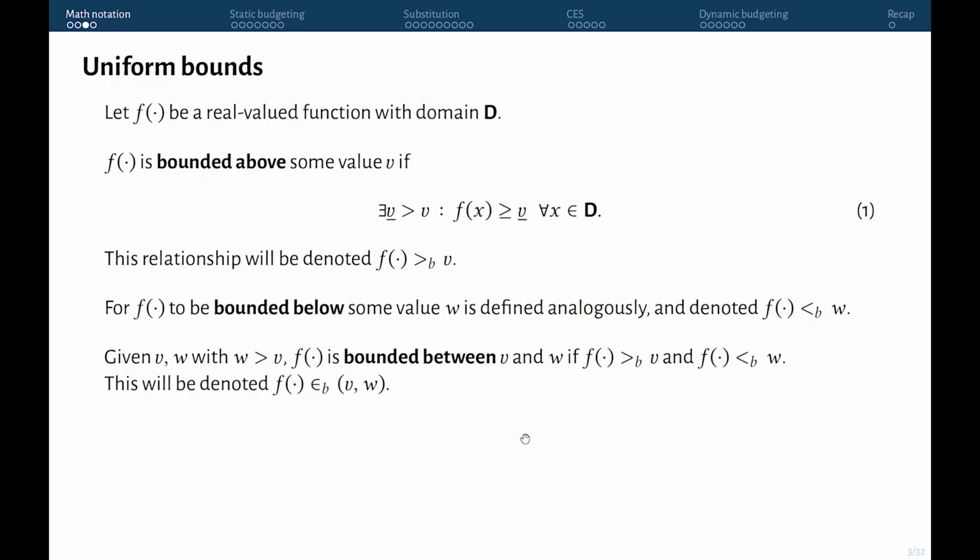So for instance, 1 over x, defined on the domain of positive reals, that's always greater than 0, but it's not bounded above 0 because it can get arbitrarily close, right? As x gets large, f of x equals 1 over x will fall to 0.